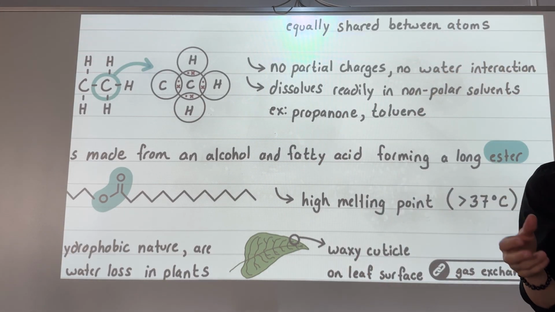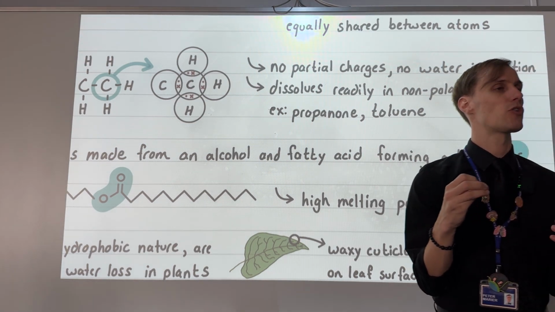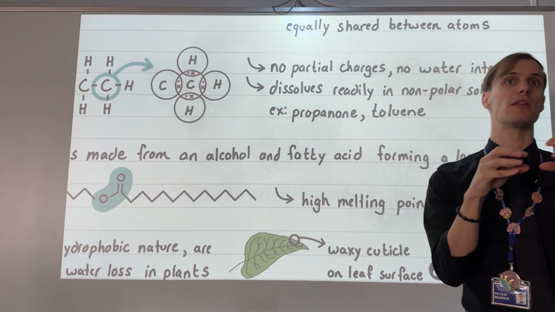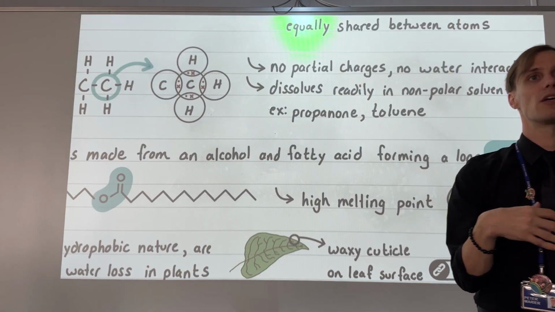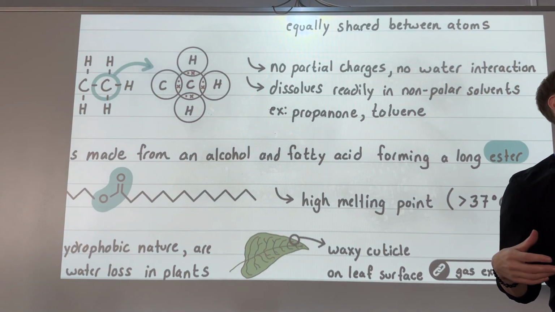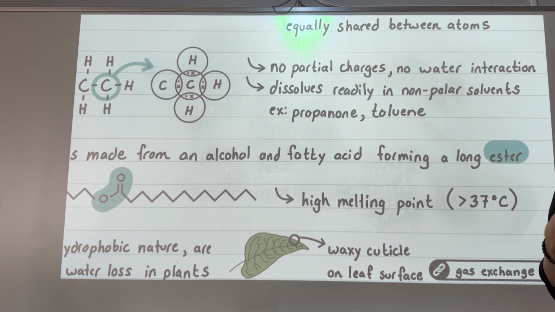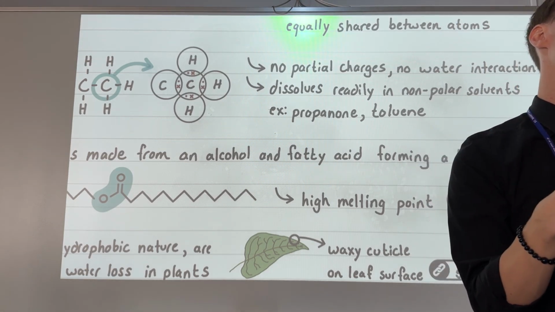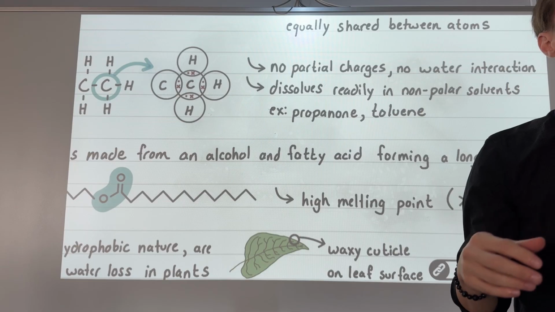And we'll actually use some of these solvents later when we do chromatography, where we try to dissolve different pigments within leaves. You're not going to be able to dissolve those with water. We're going to dissolve those using organic solvents. Some organic solvents that would be able to dissolve lipids would be something like propanone or toluene or cyclohexane, or different kinds of solvents that are able to interact with lipids, just not water.